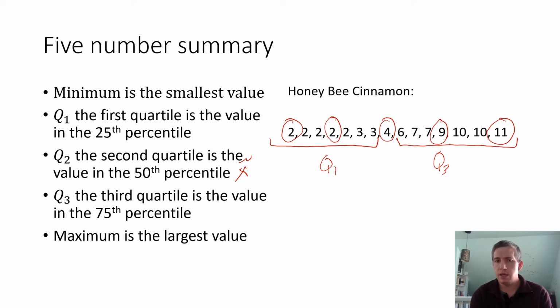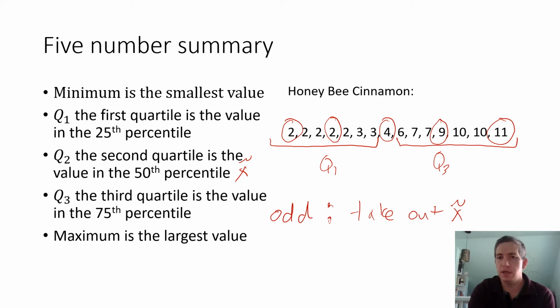If you have an odd number of pieces of data, that means the median is actually a value in the data set, the one I circled. So if you have an odd number of pieces of data, you're going to take out the median. You only take out the actual middle number. If the median occurs more than once in your data set, you're only taking out the actual middle number.